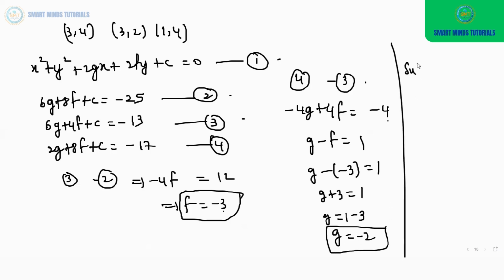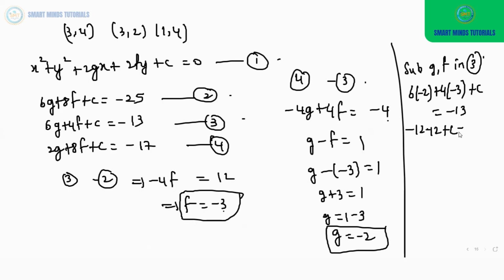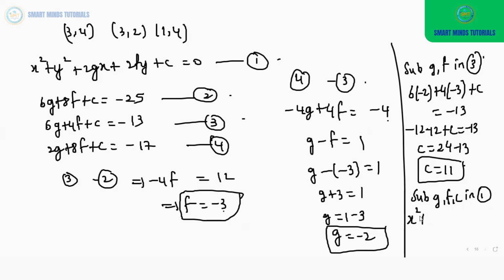Now substituting g and f in, let's say equation number 3. So 6 into minus 2 plus 4 into minus 3 plus c is minus 13. Minus 12 plus c is minus 13. C is 24 minus 13, c is equal to 11. Substituting g, f, c in equation number 1, you will get x square plus y square minus 4x minus 6y plus 11 is 0. Next.